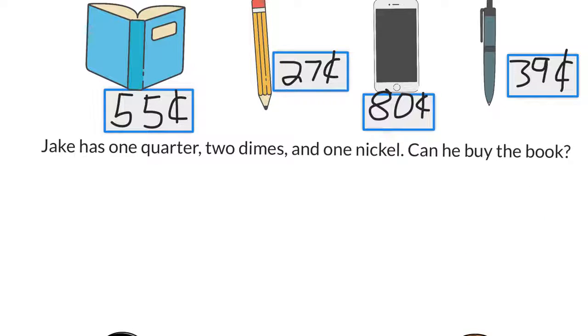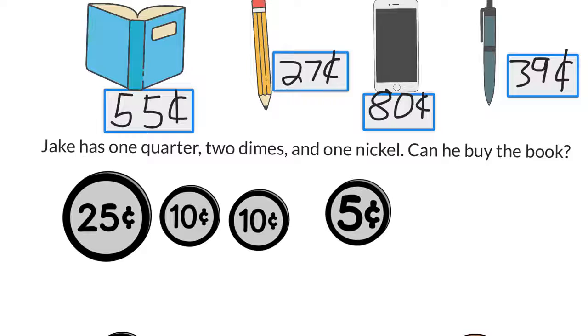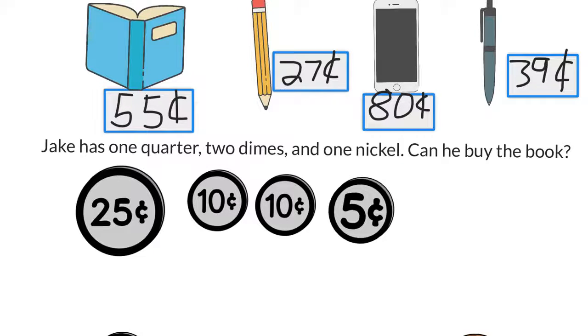And now on to our last example. Jake has 1 quarter, 2 dimes, and 1 nickel. Can he buy the book? So we're going to model the 1 quarter, 2 dimes, and 1 nickel. Once again, greatest to least.